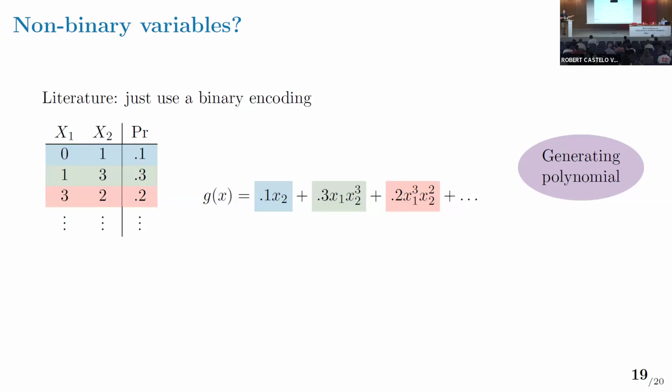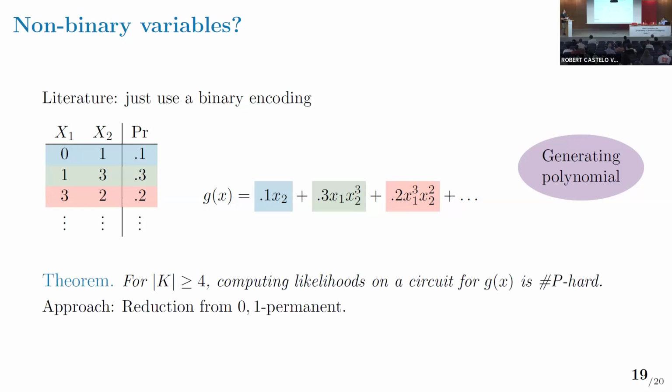Okay, but if you have a circuit computing this, can you still marginalize efficiently? This was the question we wanted to answer, and here, unfortunately, we show a negative result. As soon as you have a domain of size 4 or larger, computing likelihoods, not only marginal probabilities, but even getting a single probability of a single world is sharply hard in this setting.